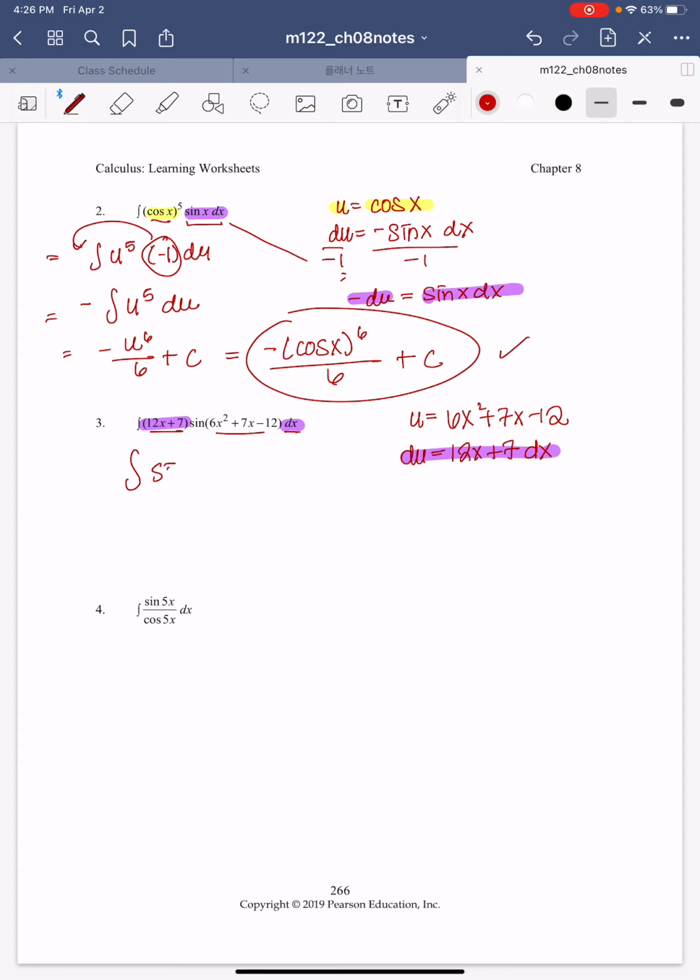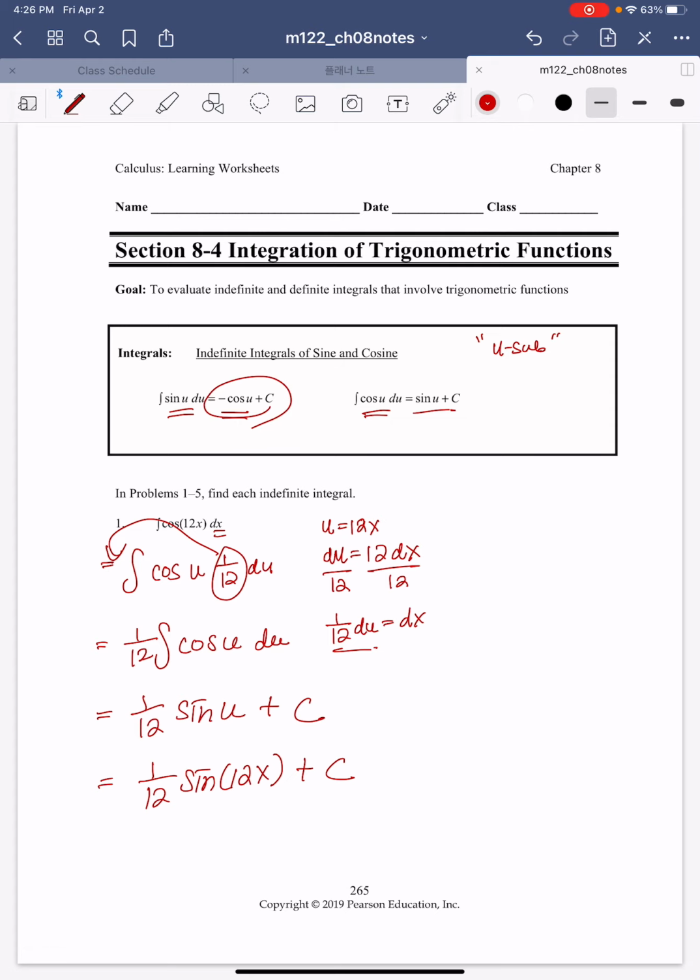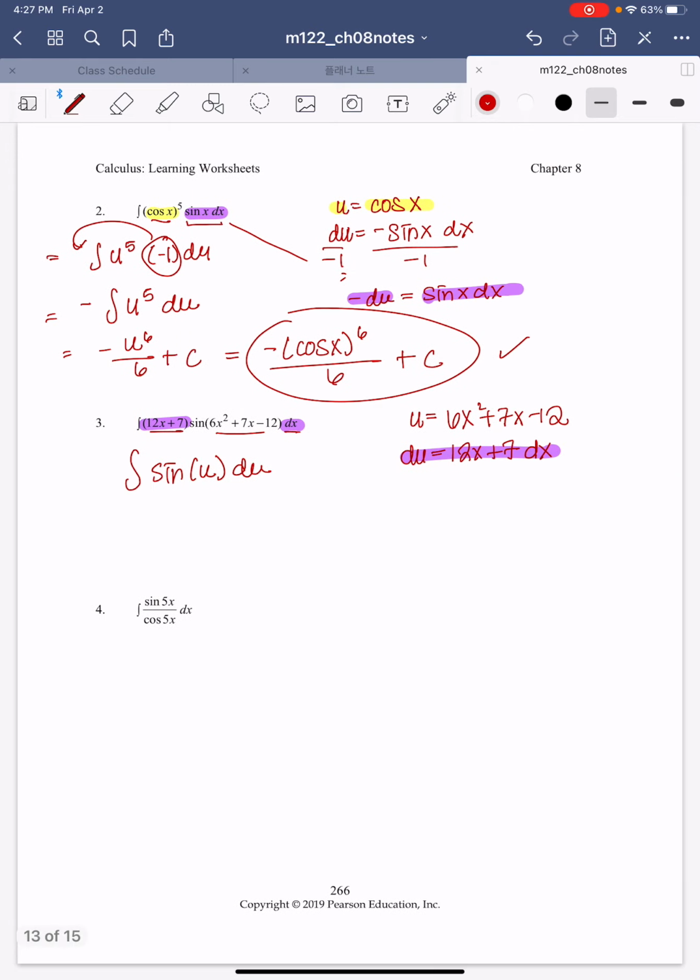So sine u du, the antiderivative of sine u is a negative cosine u plus c. So this will be equal to negative cosine u plus c. So I'm going to have negative cosine of 6x squared plus 7x minus 12 plus c. Done.